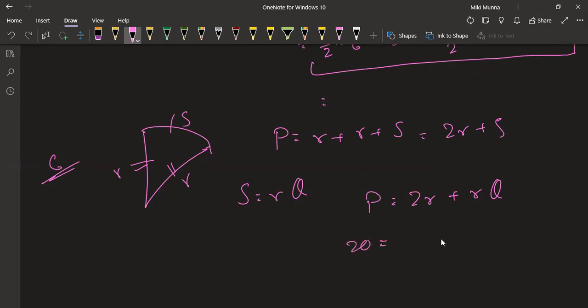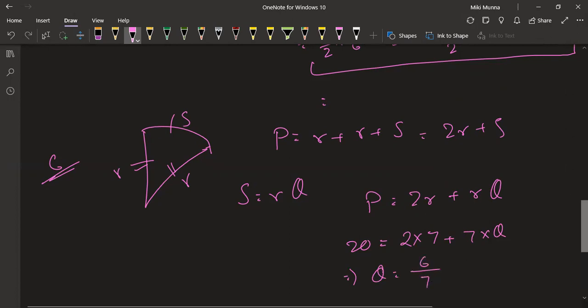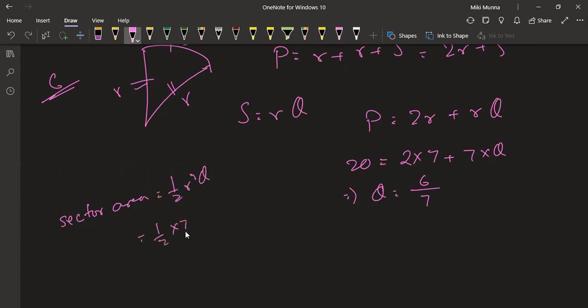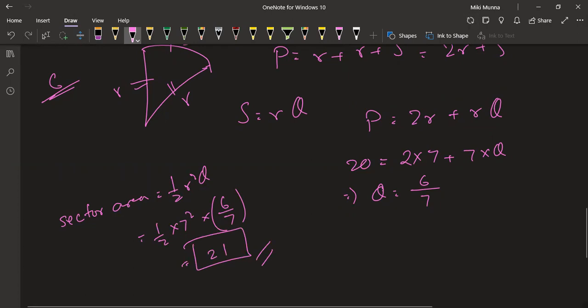In the next part, they're saying find the area of the sector if the radius of the circle is 7. That means 2 times 7, since 7 is given as the radius here. If we make theta the subject, we get theta as 6 over 7. Now using this in the formula, sector area equals half R squared theta. We have half times 7 squared times 6 by 7. We should get 21 in this case. Okay, this is our sector area.